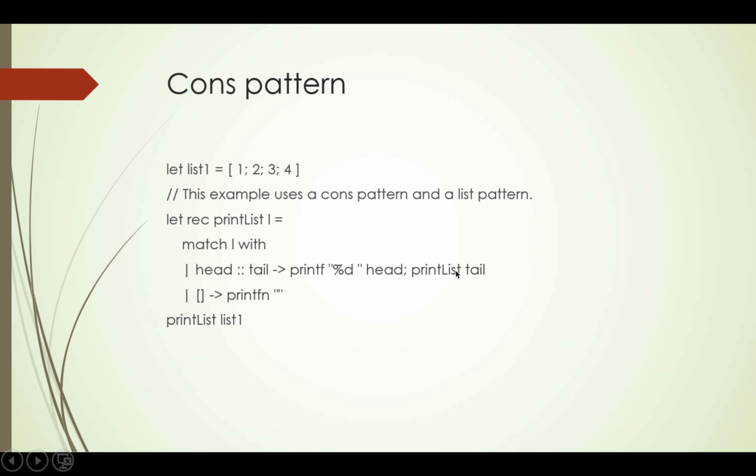So what this is doing is printing out each value in our list here. So first it comes through, prints out the head, calls it again with the tail. So it's going to print out 1, then it's going to print out 2, then it's going to print out 3, then it's going to print out 4, and then our list is empty, so it's going to come down here and print out nothing.